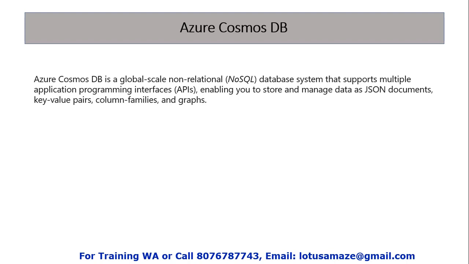So next, coming to Azure Cosmos DB. Azure Cosmos DB is a global scale non-relational database system. It supports multiple application programming interfaces to store and manage data as JSON documents, right? So its format is a JSON document wherein we store data in key value pairs, and column family pairs or graph.